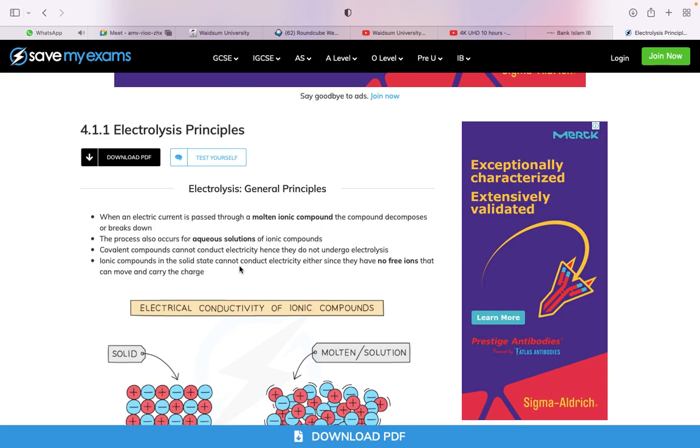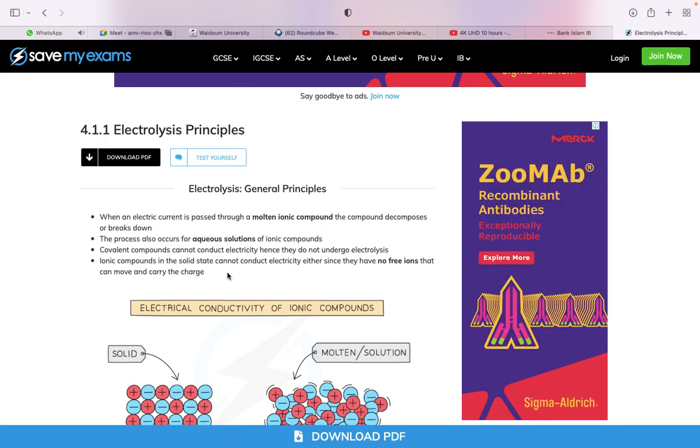So covalent compounds themselves cannot conduct electricity, hence they do not undergo the electrolysis process. So whenever we're looking for our electrolyte, a substance that can conduct electricity, we do not include covalent compounds, because they themselves cannot conduct electricity, and they do not dissociate to produce ions. You remember, they don't donate in bonding, they only share.